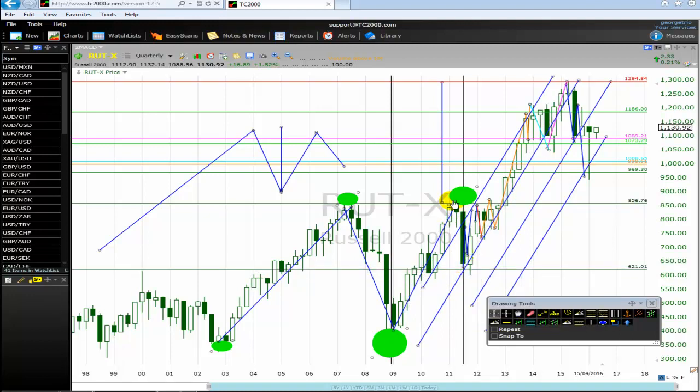Okay. So we have a cup and handle chart pattern that has ended right here.